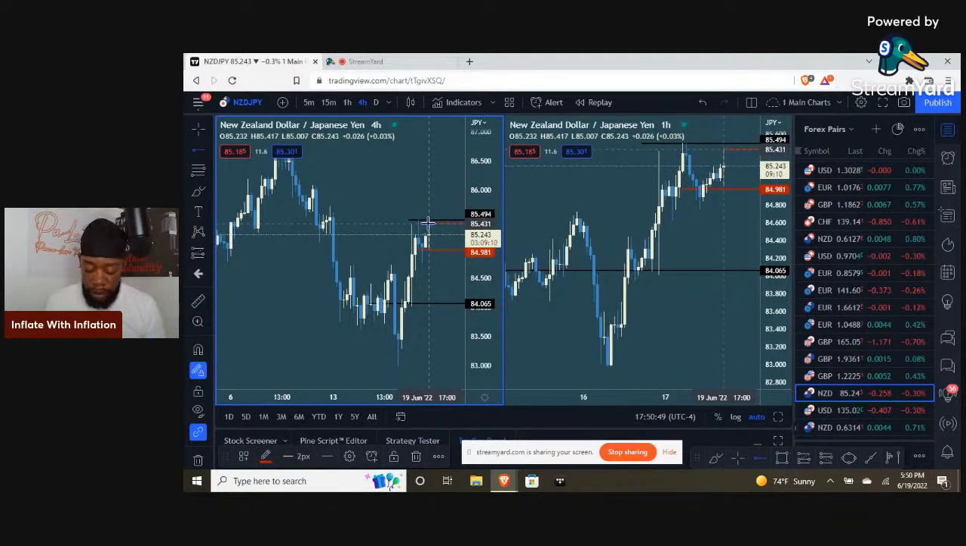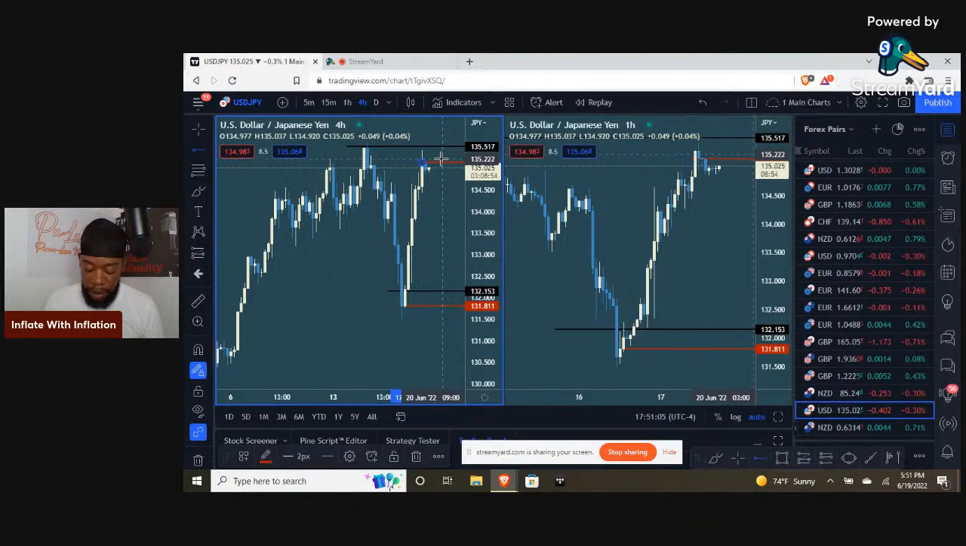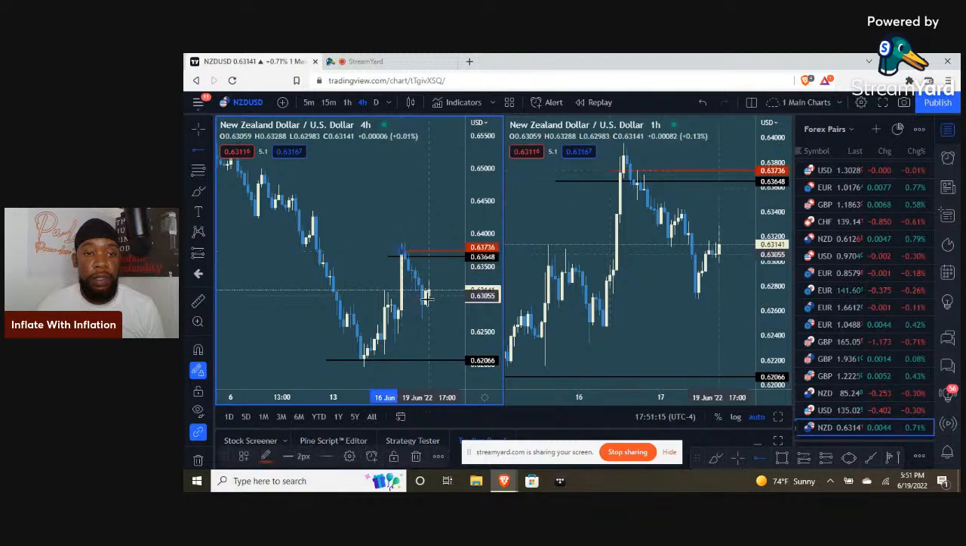All right. New Zealand is buying. Yen is selling. Here, US dollar is buying and it's selling. And then lastly, we have New Zealand USD selling.